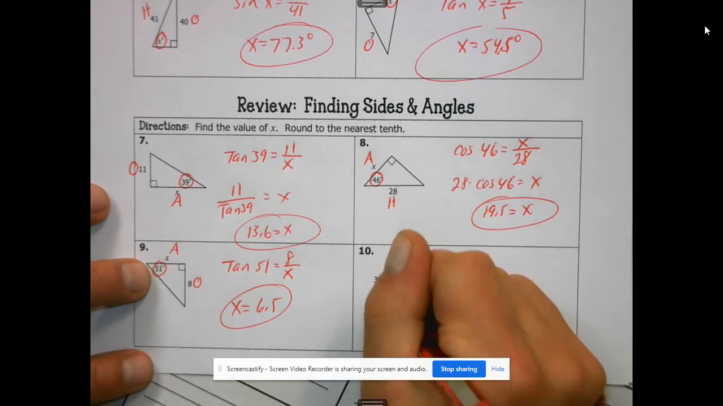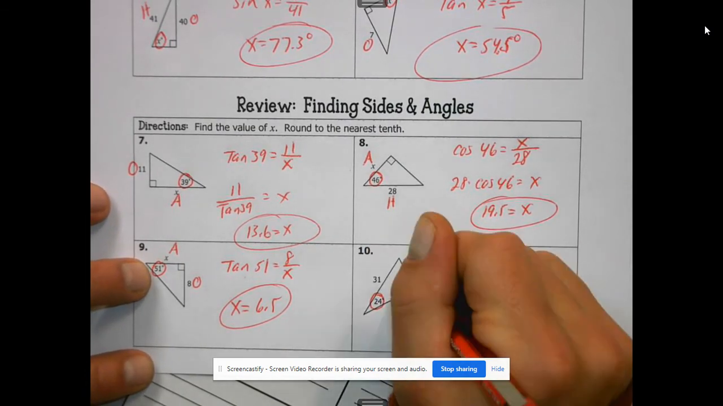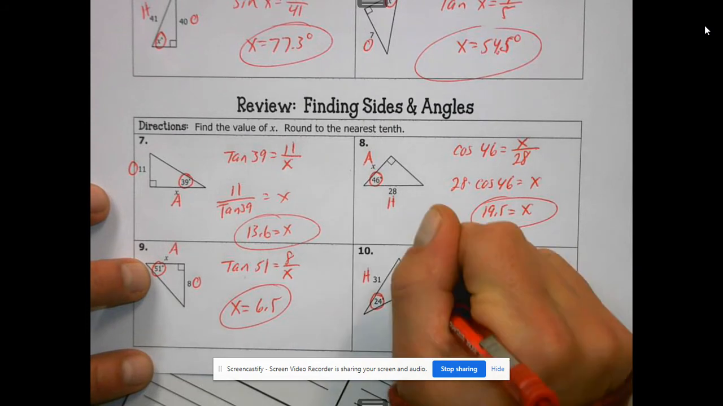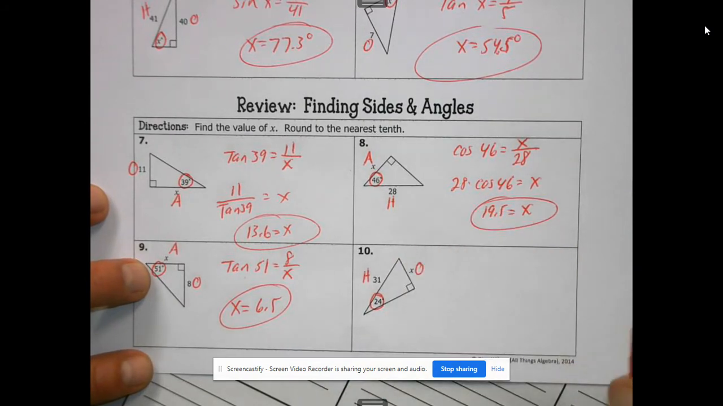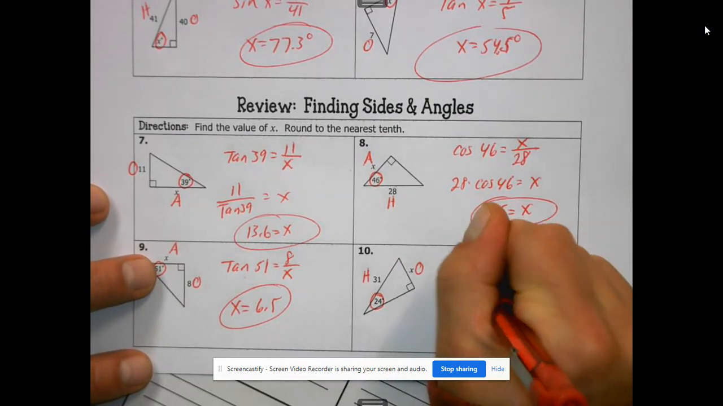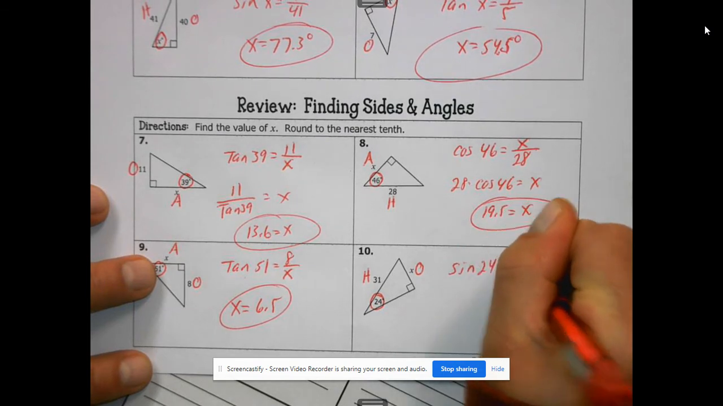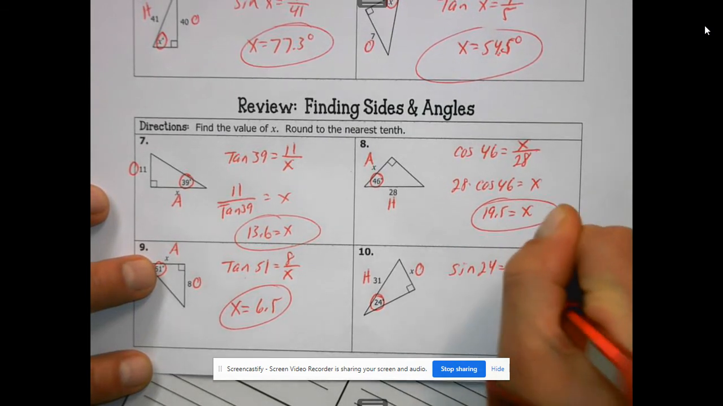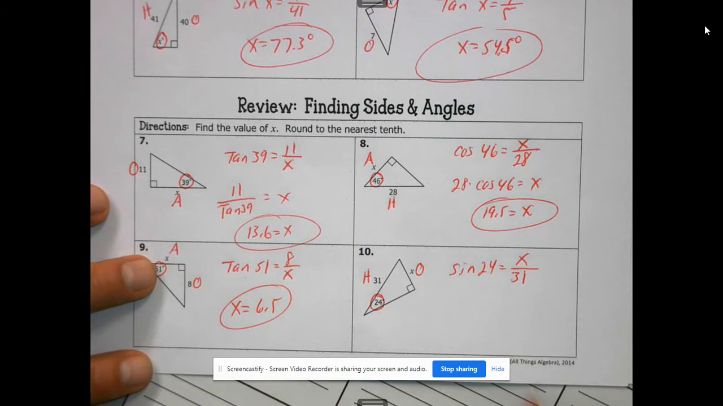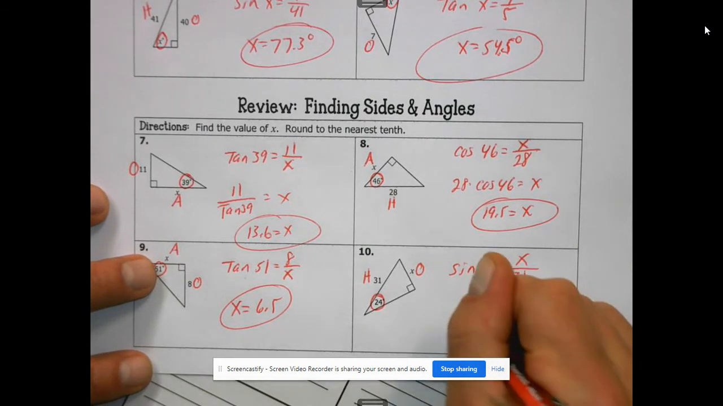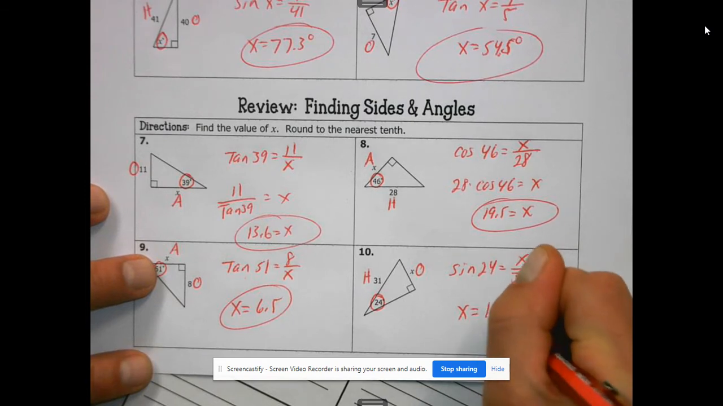Number 10, there's the angle we're working from. 31's the hypotenuse. X is opposite. O and the H, we're going to use sine. Sine of 24 is opposite X over hypotenuse 31. Multiply 31 times sine 24. That comes out to be 12.6.